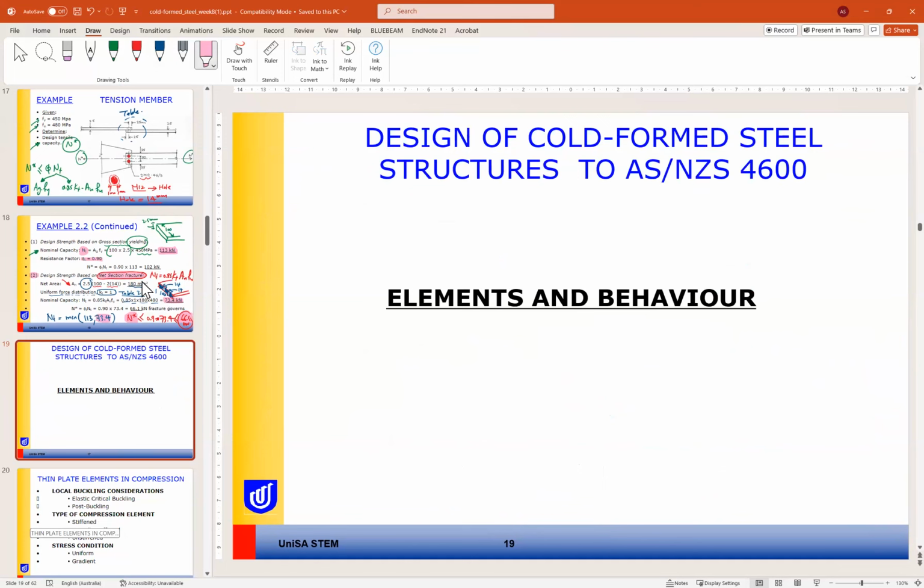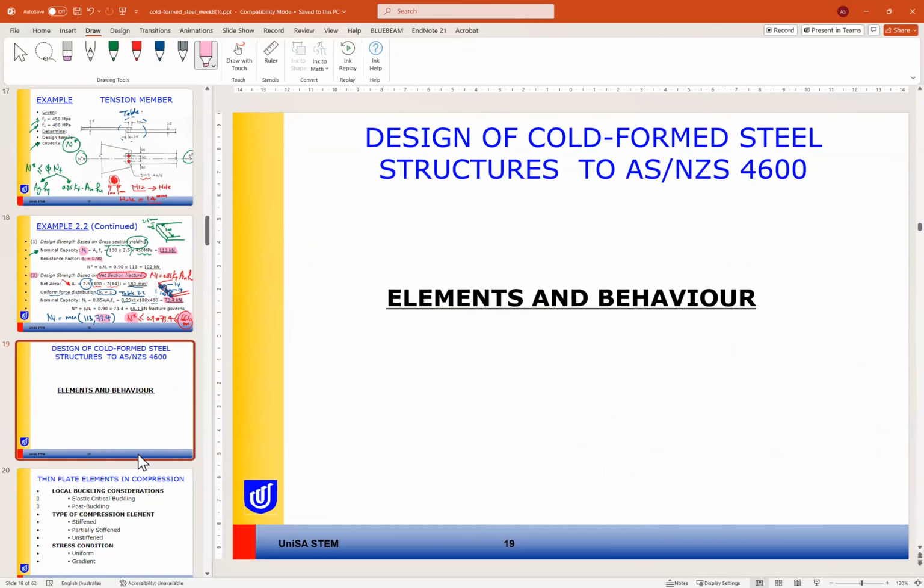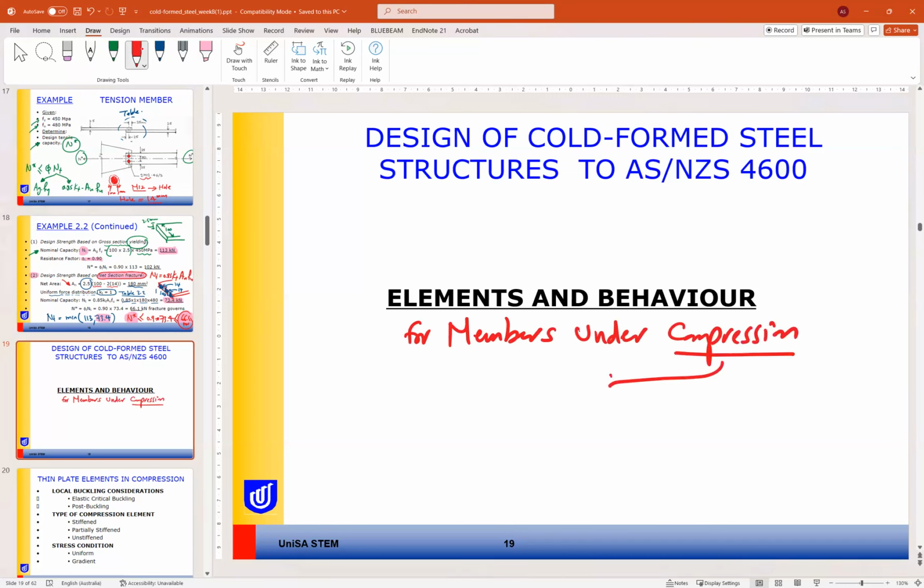So this was for the tension member. This is similar to what we have done before in the hot rolled steel. And now we will look at the elements and behavior for members under compression. So as we know, the member under compression are susceptible to buckling behavior. So we are looking at the buckling behavior of the member under compression.